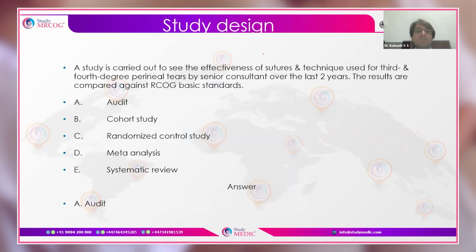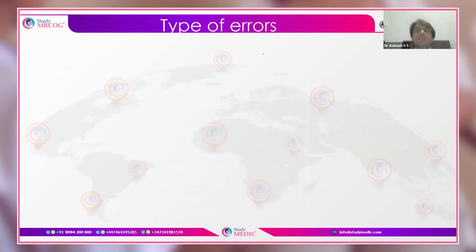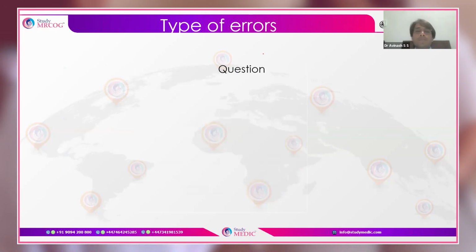And then make your recommendation, implement the change, and then re-audit to see if there is an improvement, based on your recommendation. Based on the different types of sutures and techniques employed, you can recommend a particular type of suture and technique for 4th degree perineal care. So this is the type of audit where we compare against an already known checklist of standards.